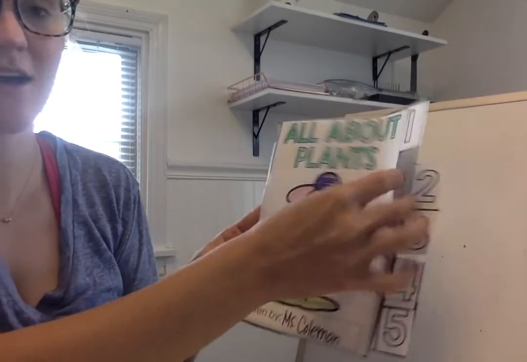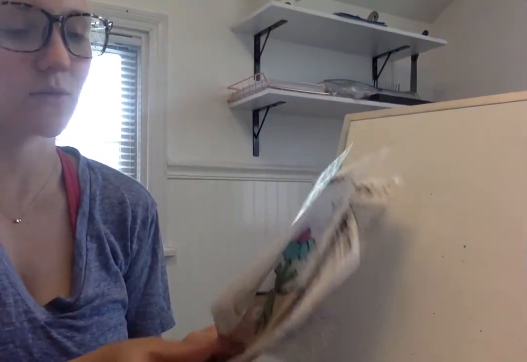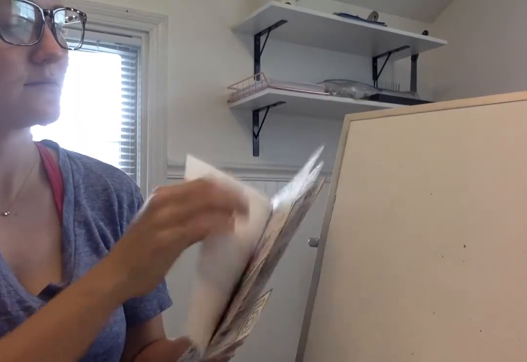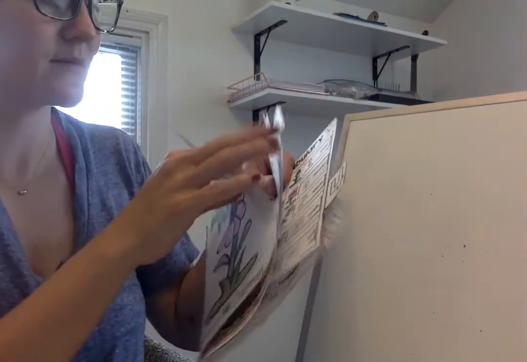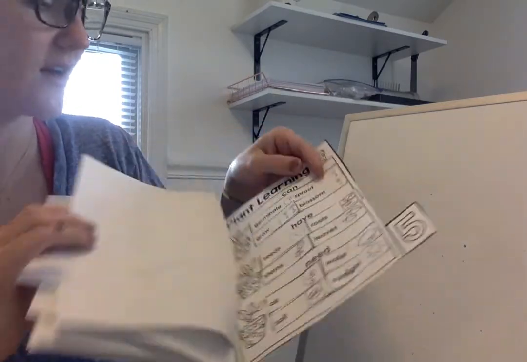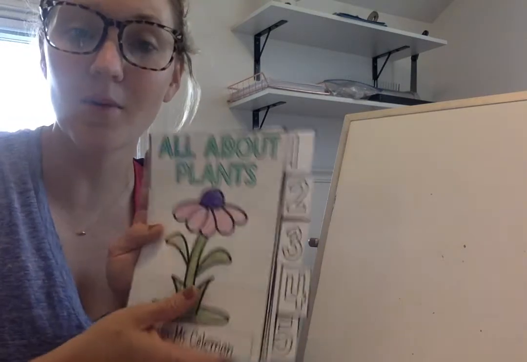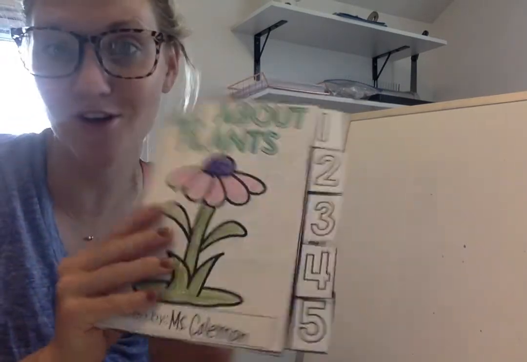All right, and now you have your book, All About Plants. Plants need, whoops, it didn't work, that's okay. Plant parts, plant life cycle, plant vocabulary, and our plant learning. And then you could color this page as well. And your book, All About Plants, is all done. You've made your own little book.